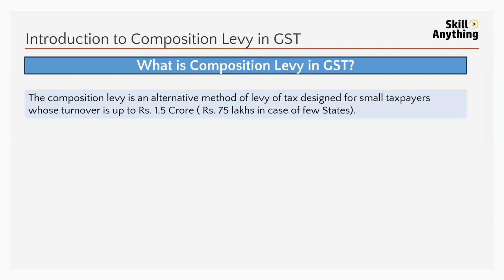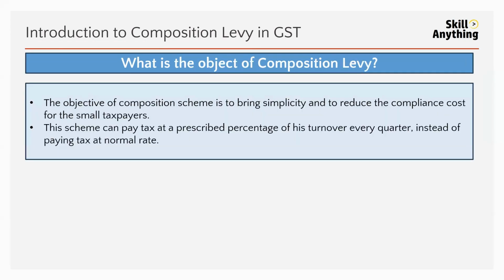So, what is composition levy in GST? Composition levy in GST is an alternative method of tax. It is designed for small taxpayers whose turnover is up to 1.5 crore, or 75 lakh in the case of Himachal Pradesh or the Northeast area.